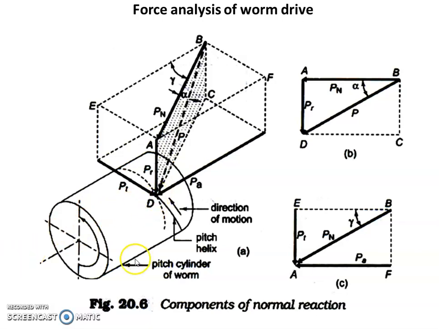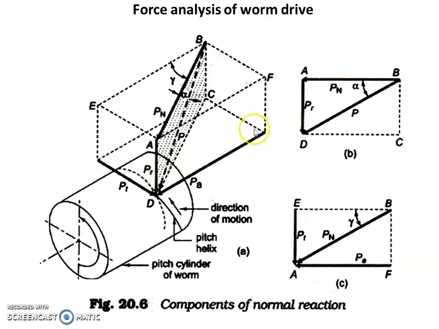If we observe here, this is the axial direction, and along this axis is the axial component of force. The tangential component of force is always tangent to this particular circular shape, and along the radius is the radial component of force. So axial component of force, tangential component of force, and radial component of force. These are the three-dimensional forces acting on the particular worm as well as worm wheel.